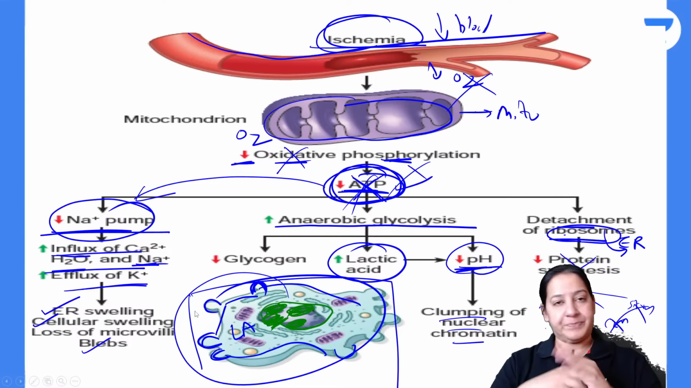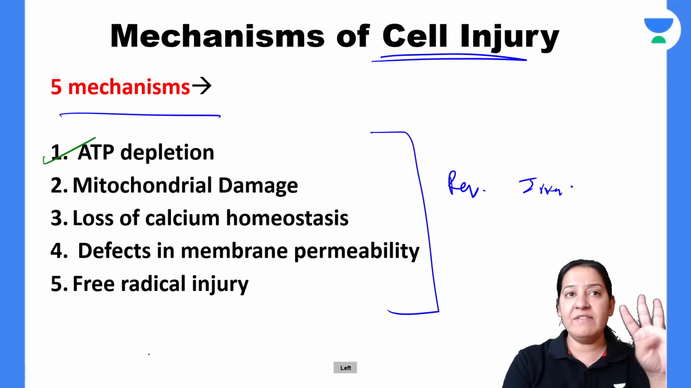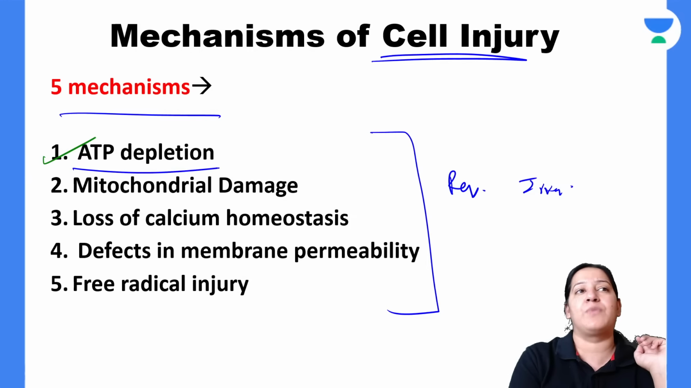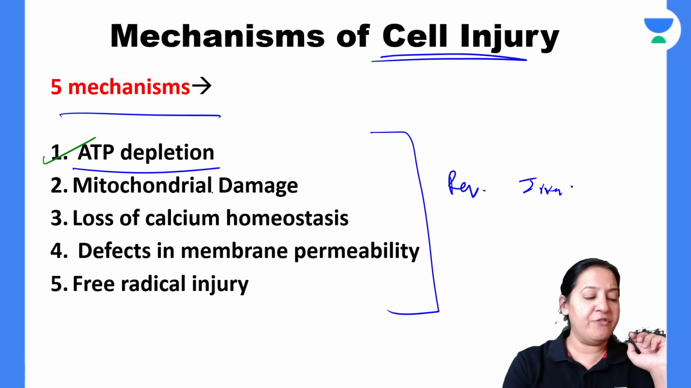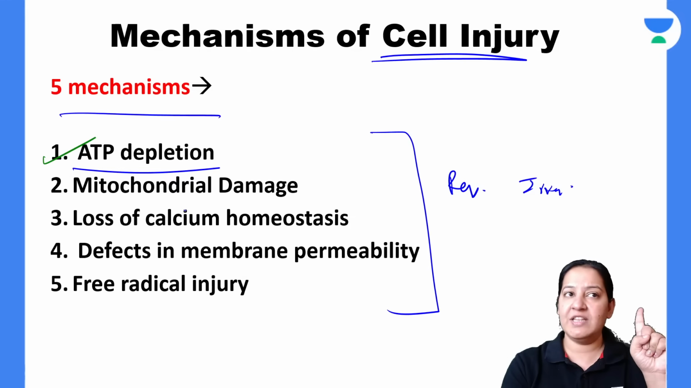Give me a thumbs up. These are the various mechanisms of cell injury due to ATP depletion. So I will teach you 5 mechanisms. This is the first one. I want thumbs up from all of you. If you have any doubt, please ask it. That is ATP depletion. Otherwise, give me a thumbs up.